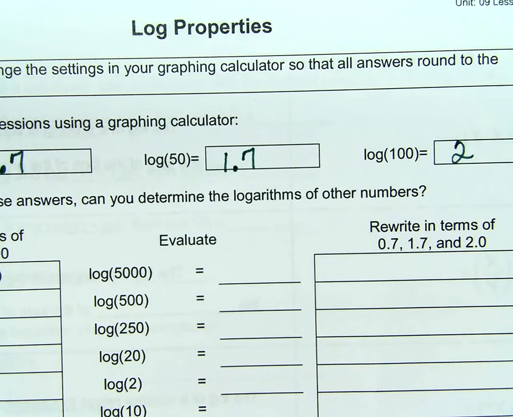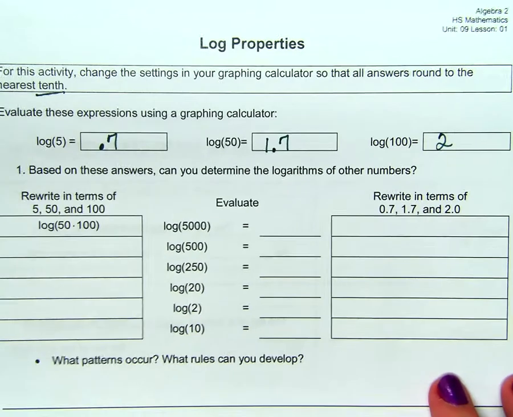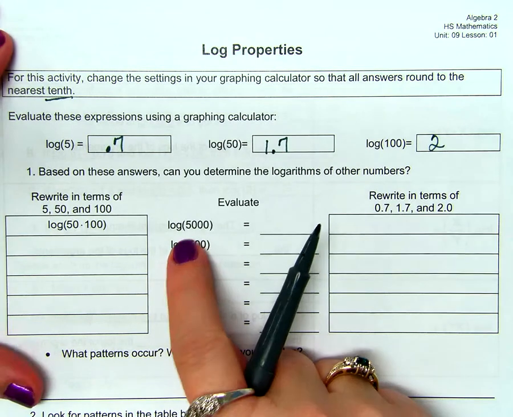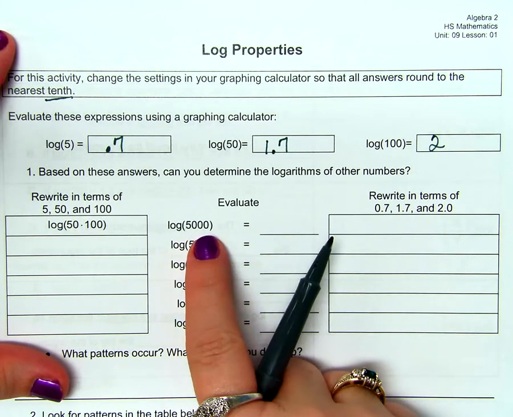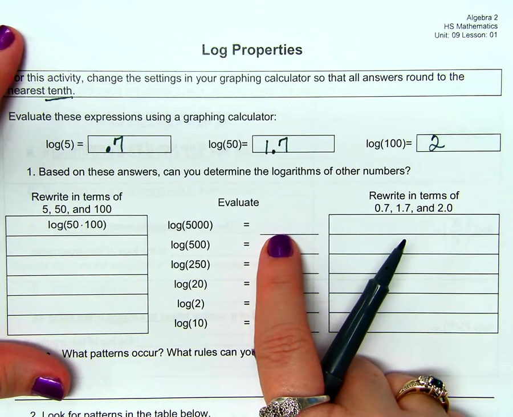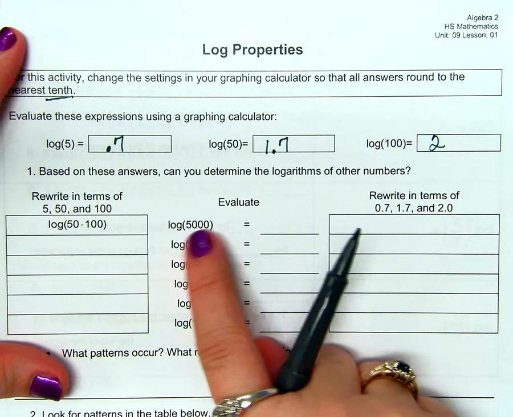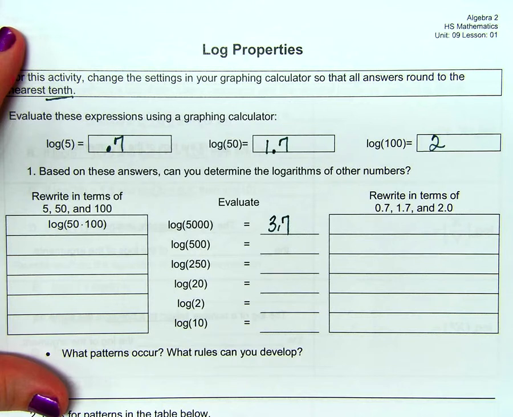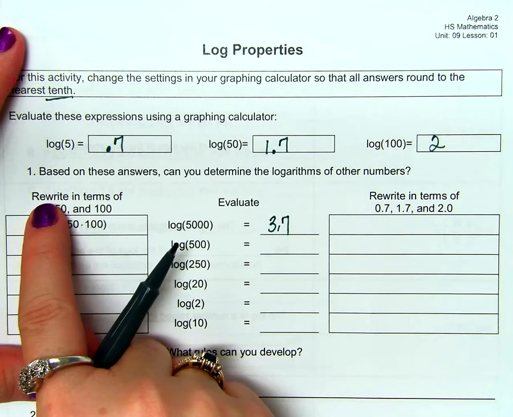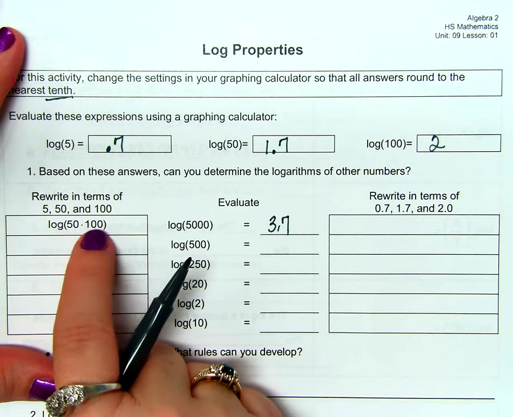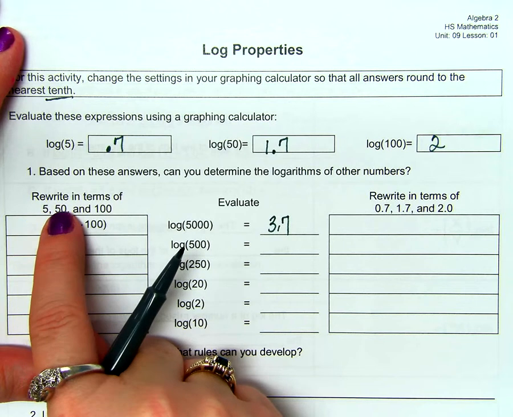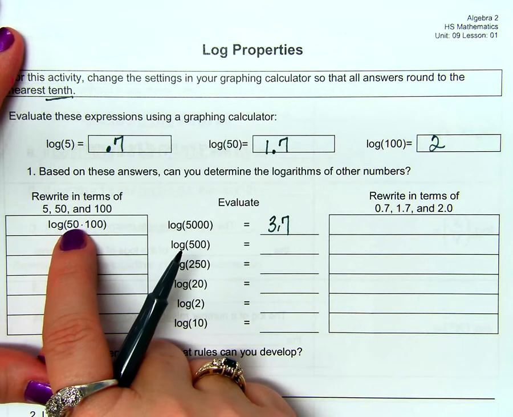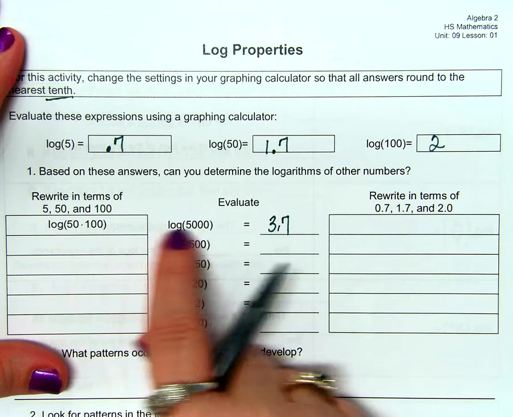Okay? So let me zoom back out for a second so we can fill in this paper. All right, so first thing I want you to do is evaluate log of 5,000 for me, and tell me what it is, and we're going to work from there. So what is log of 5,000? 3.7. Okay. Please rewrite log of 5,000 for me in terms of 5, 50, and 100. Oh, good. Good job. Log of 50 times 100.